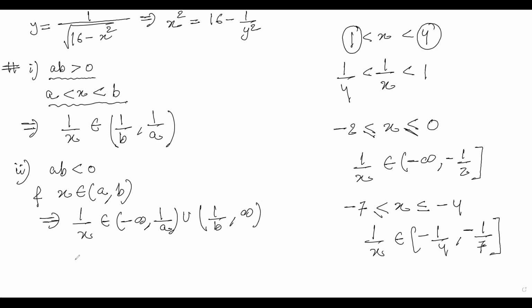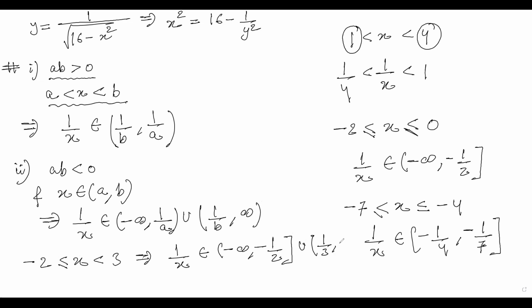So what happens is, for example, let's say I have to apply it in this case. X is from -2 to 3. So first of all, I can directly write 1 upon x should be from minus infinity to minus half union 1 by 3 to infinity.